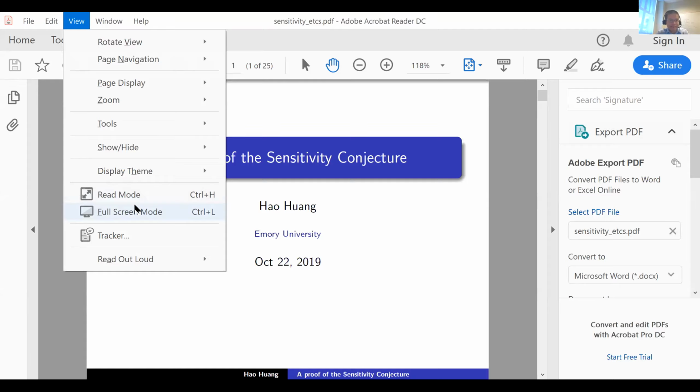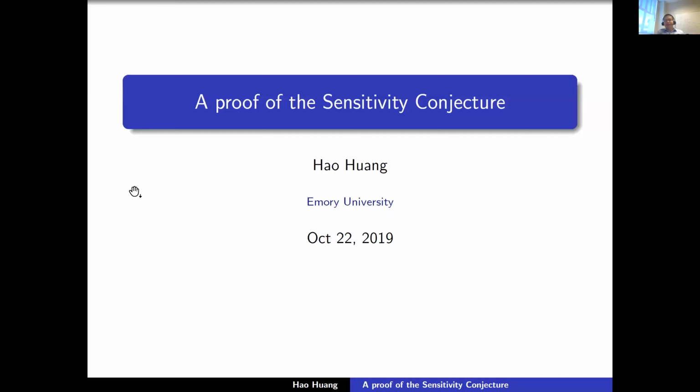Okay. So today I'm going to talk about a proof of the sensitivity conjecture, a famous open problem in theoretical computer science. And before mentioning what the sensitivity of a boolean function is, first let me talk a little bit about combinatorics.